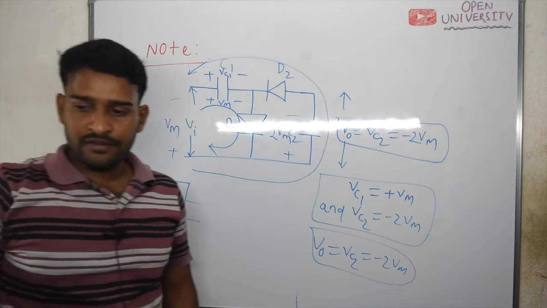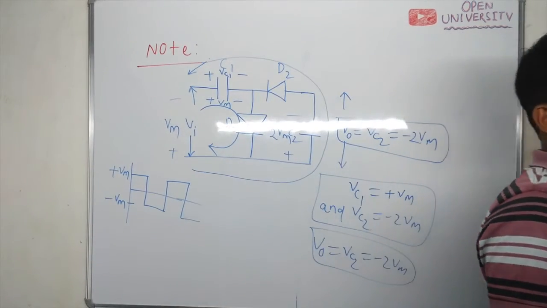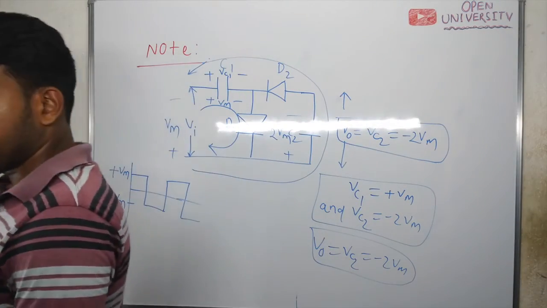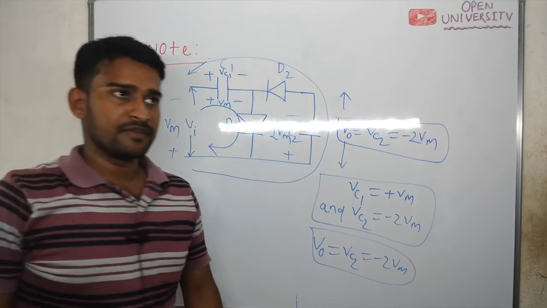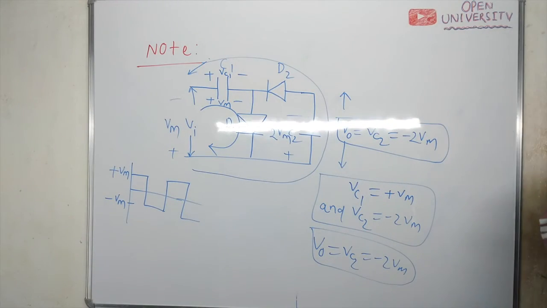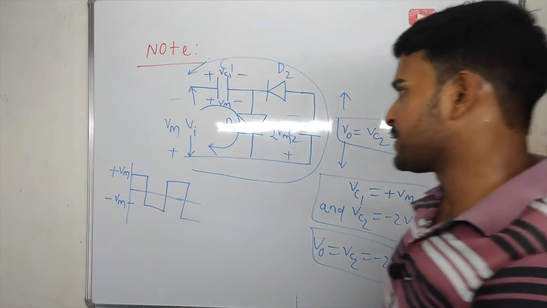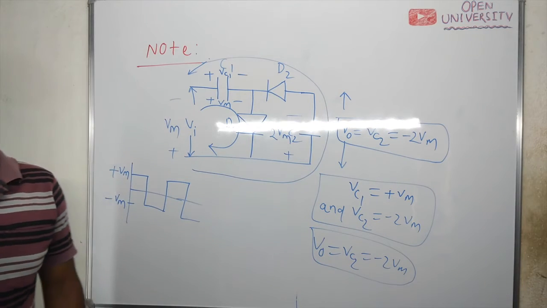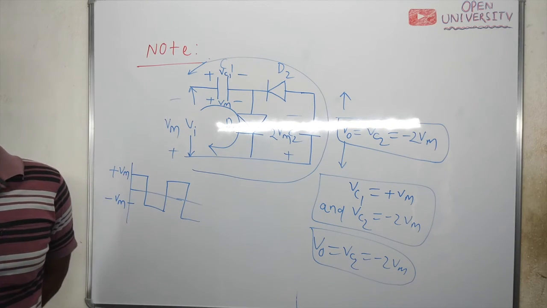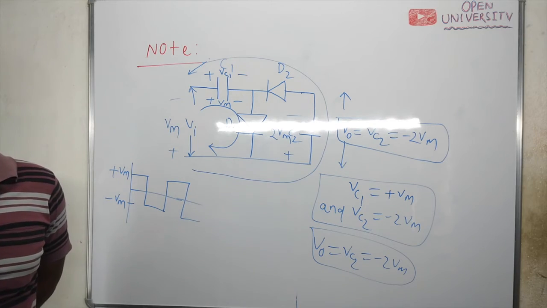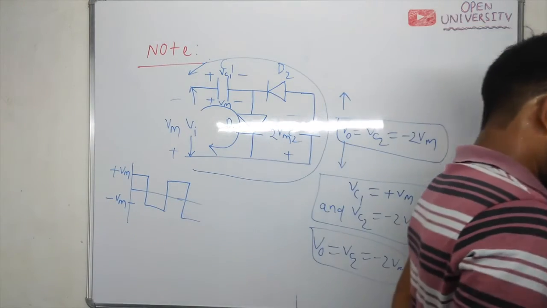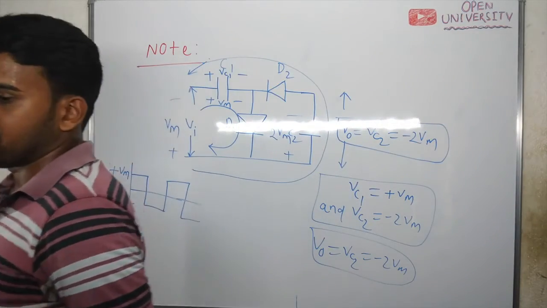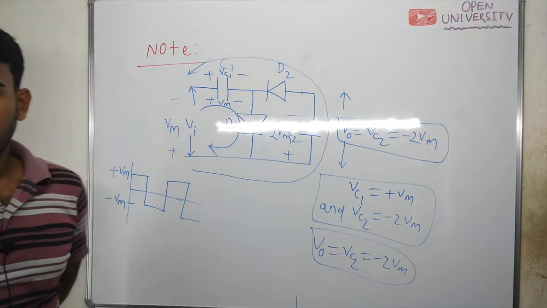In a voltage multiplier, first point, capacitor C1 charges up to peak input, that is Vm. Second point, other capacitors C2, C3, C4, etc. will charge up to 2 times the peak input.